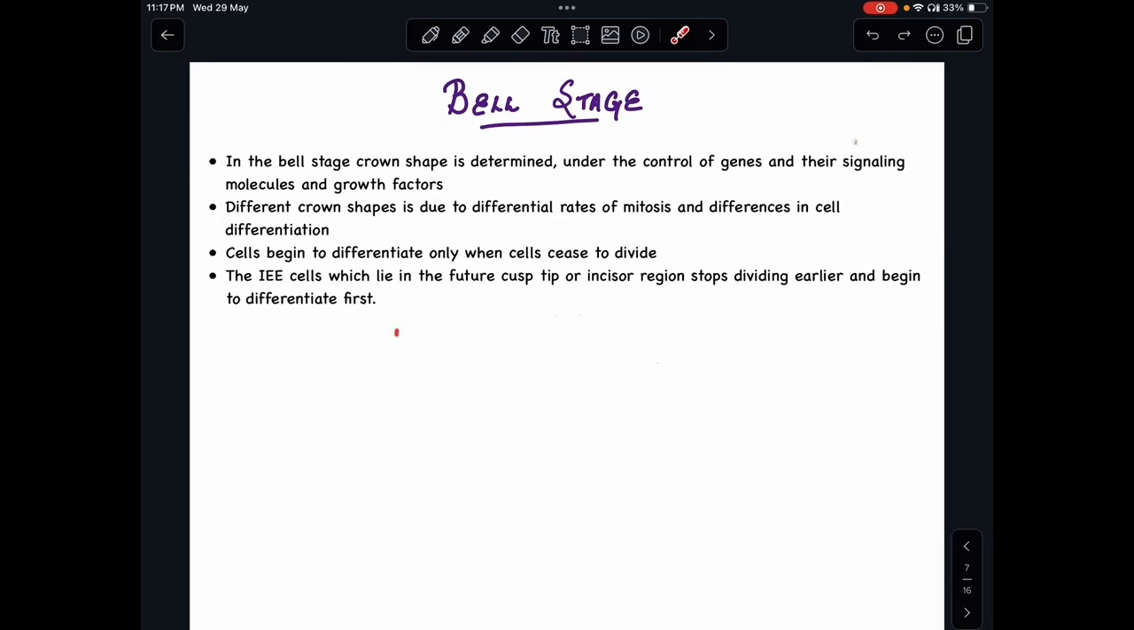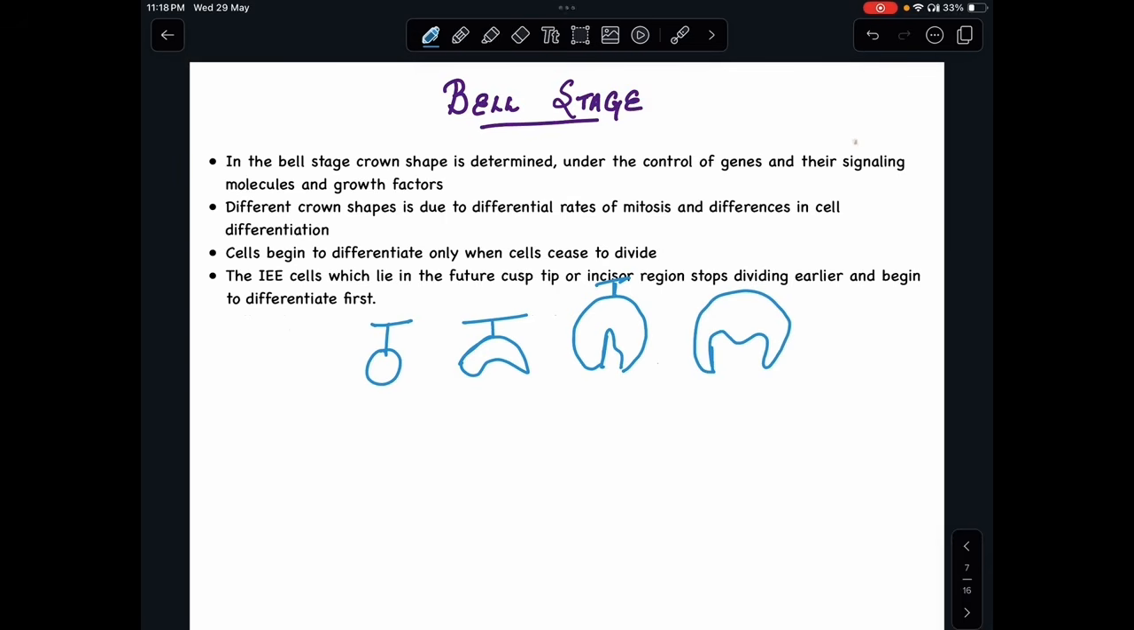So until now, all the teeth had a bud stage, then they all had a cap stage, and they all looked similar. But now, if I want an incisor, the bell stage will kind of look like this. If I have a molar, then it will look kind of like this. So in this stage, the shape of the tooth is determined.